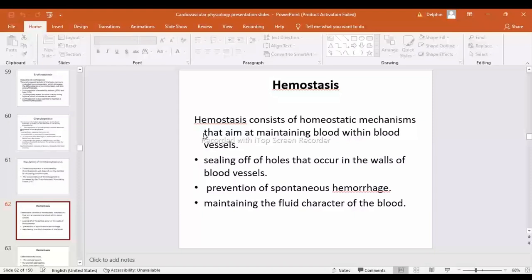Hemostasis is like a hemostatic mechanism that aims at maintaining blood within blood vessels. The target of hemostasis is to guarantee to maintain blood within blood vessels, to stop bleeding, sealing holes that occur in the walls of blood vessels. In other words, it is to prevent spontaneous hemorrhage, maintaining the fluid character of the blood.